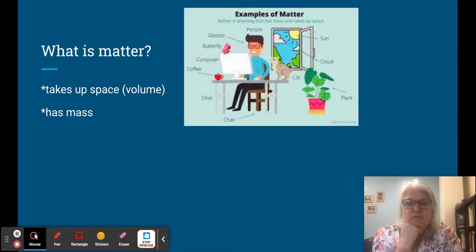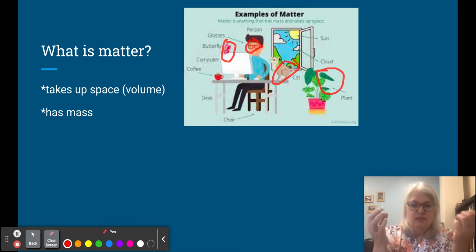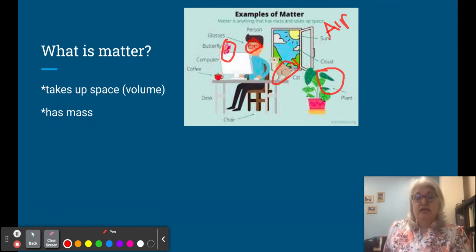Here's some examples of matter. If you look at this person sitting here, the cat is made up of matter. The plant is made up of matter. His glasses are, the butterfly is. So anything physical, including, believe it or not, the air. Air is something that takes up space. If you blow up a balloon, you know that, and it has mass. So yes, air is matter.